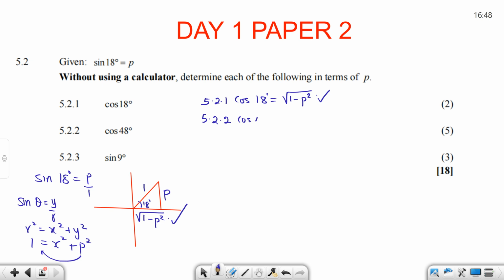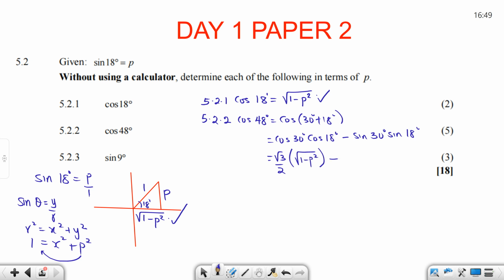So you've got to find a way to practice this so that you can see quickly. Cos 48 is cos of 30 plus 18. And now I can use my compound angle formula: cos A cos B minus sine A sine B. What is cos 30? Root 3 over 2. What is cos 18? Square root of 1 minus P squared. Minus, what is sine 30? That's a half. And what is sine 18? P.